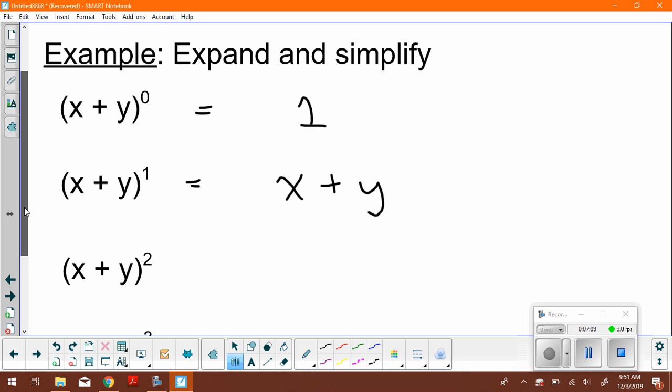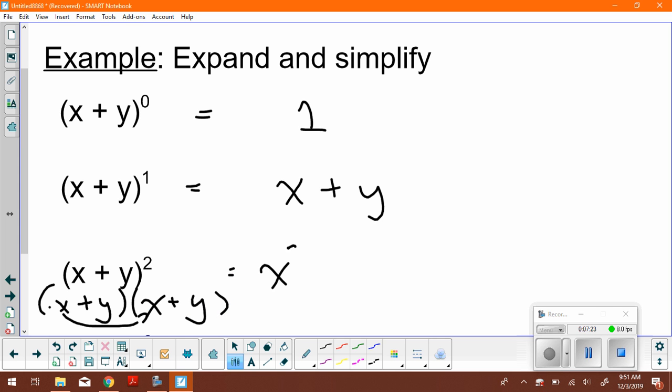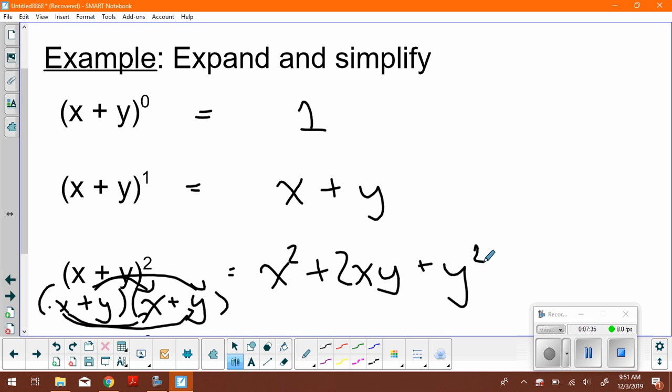To do x plus y squared, we have to remember what that means. It means x plus y times another x plus y. So when I FOIL that out, I'm going to get an x squared. I'm going to get an xy and another xy, so I have 2xy. And then when I do the last one, I get y squared.